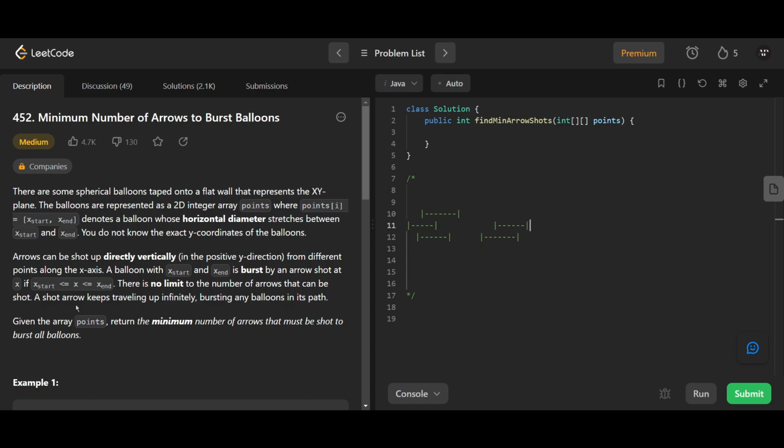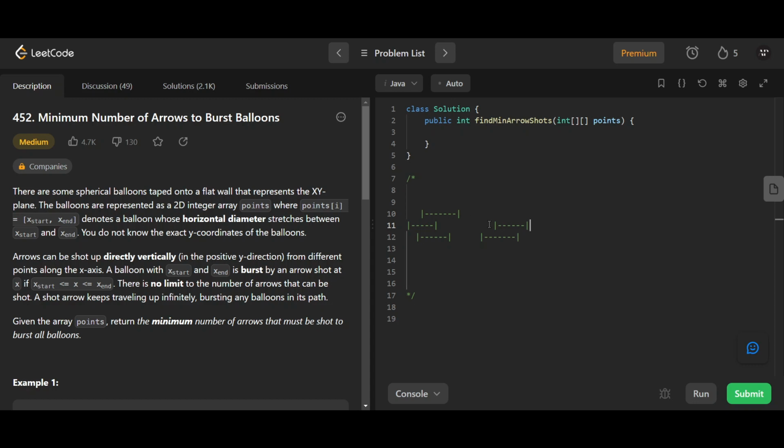And essentially, what is our ask? Given the array points, return the minimum number of arrows that must be shot to burst all balloons. So, for example, these three all overlap, right? So I could potentially have a single arrow at the right position that could burst all of the balloons. Fair enough. So I have to figure out how many such overlaps exist.